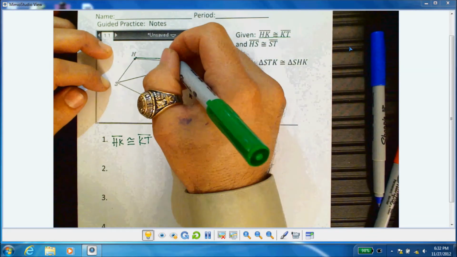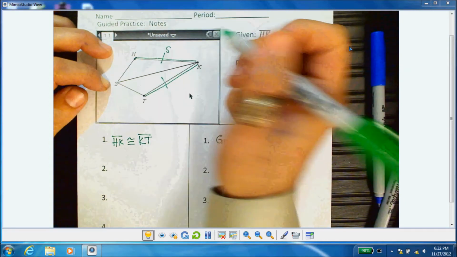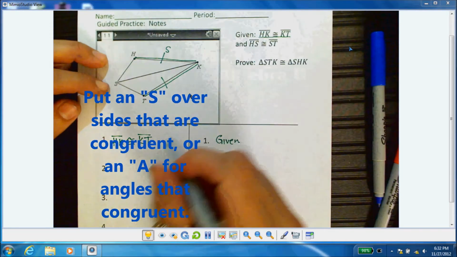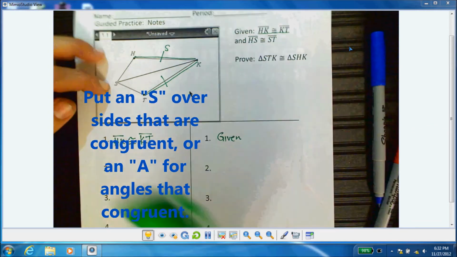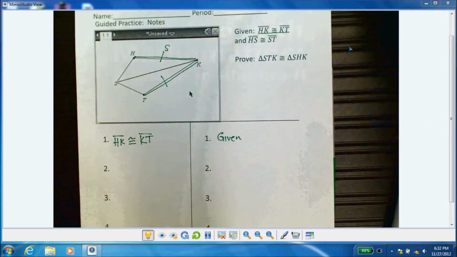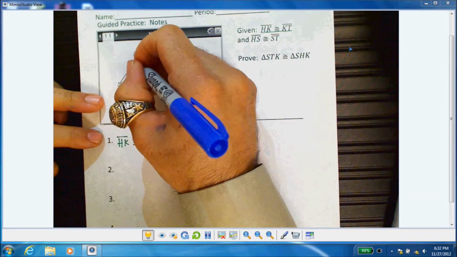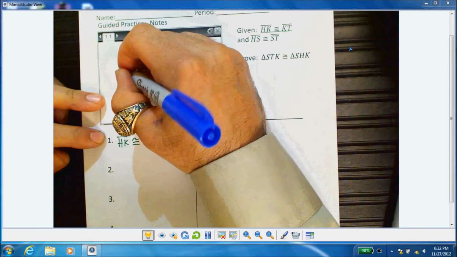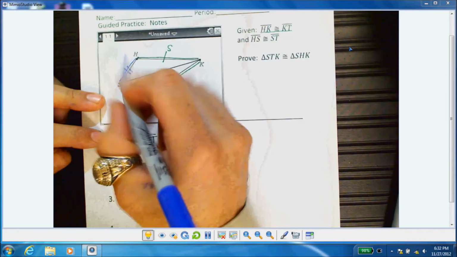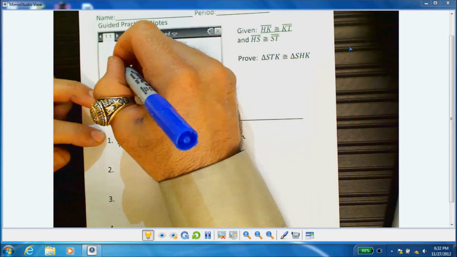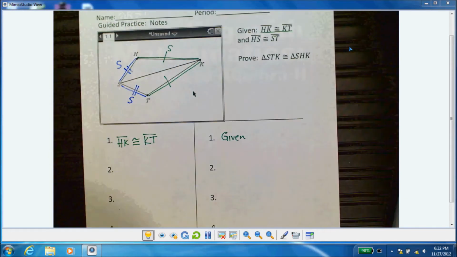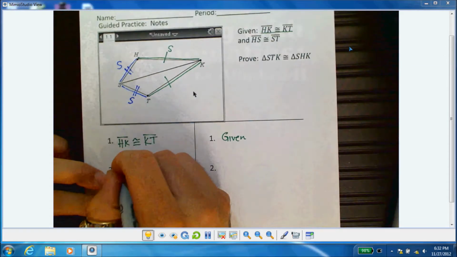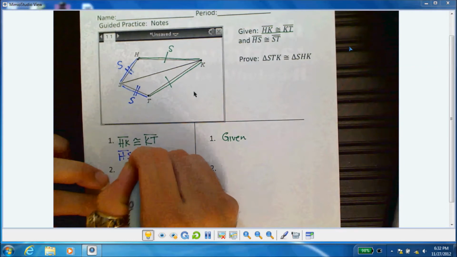Every time we put one of these little congruent signs, we put an S here, because this is a side. So you mark your side. That's one of the pieces that you need, one of the three pieces. It also tells us that side HS is congruent to side ST. So you come over here and say HS congruent to ST, and you mark it. That's two sides we have now. So you mark the little S here, and an S here. Now we say HS congruent side ST.